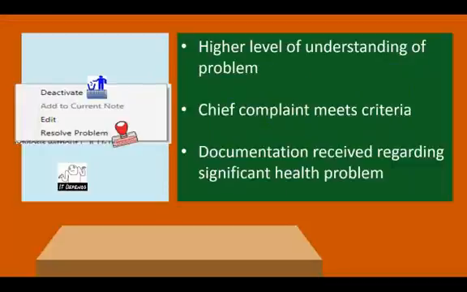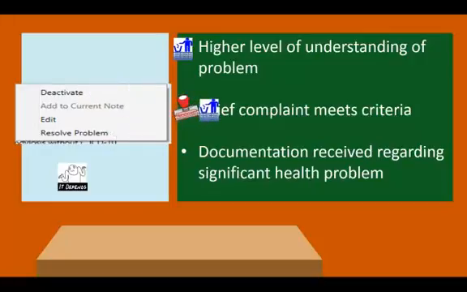So when you right-click on a problem, you have several options. You can deactivate it, add it to the note, edit it, or resolve it. Whenever you have a higher level of understanding of the problem, you want to deactivate the current problem and add the new problem. You will not be resolving it because the problem is not resolved. If the chief complaint meets the criteria to be resolved, then you're going to deactivate and resolve the problem.